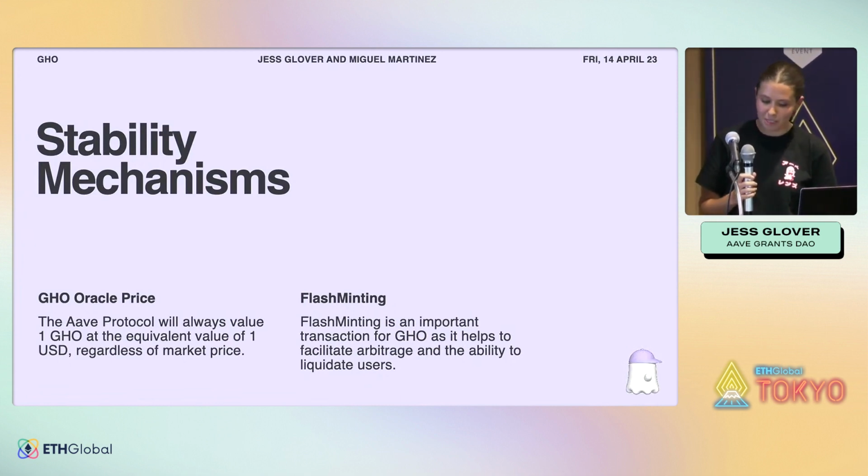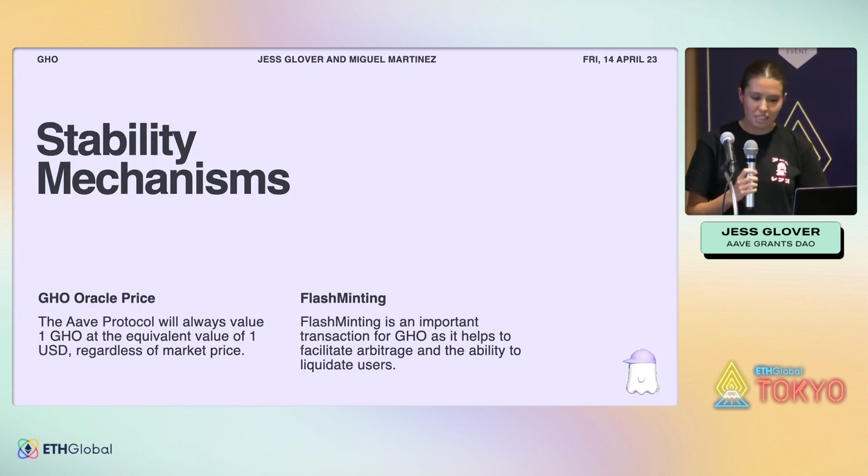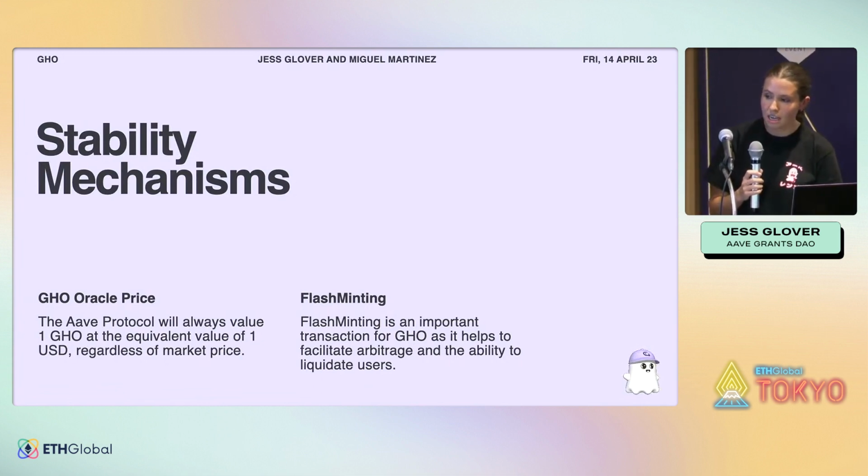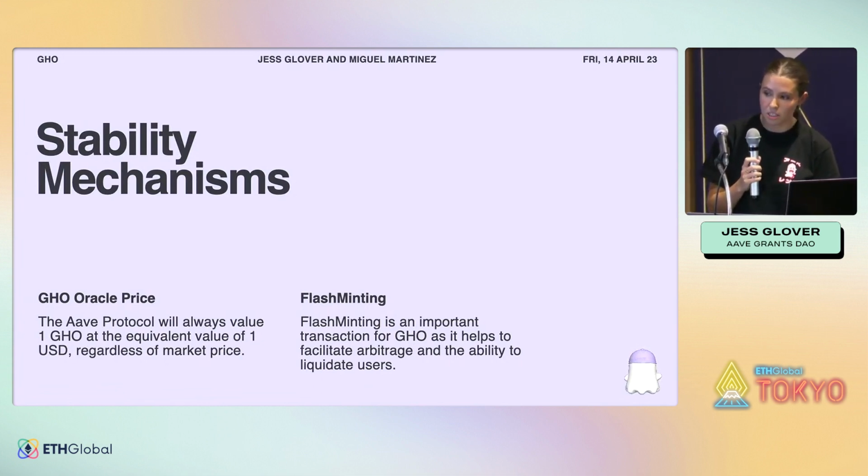And then flash minting. This provides the same functionality as the current flash loan mechanism in the Aave protocol, and is very important as it helps to facilitate arbitrage, which is a very important stability mechanism.